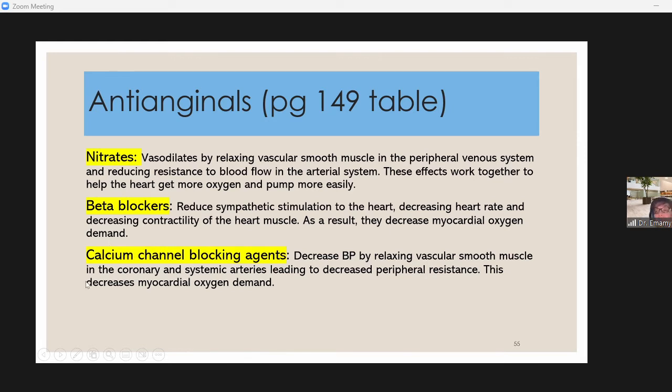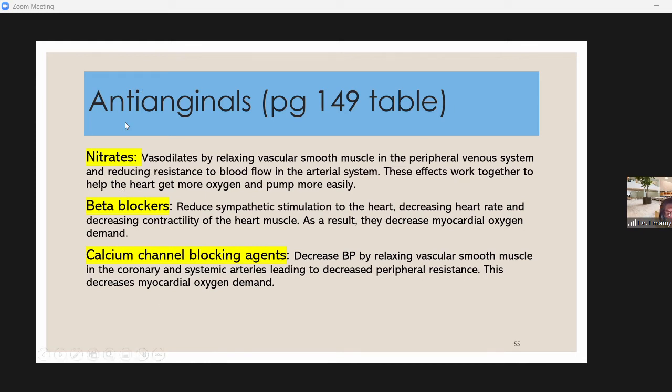Remember, drugs have different indications, like beta blockers and calcium channel blockers. Beta blockers and calcium channel blockers are treatment for hypertension. Both of them are treatment for dysrhythmia. And now you see they are treatment for angina, chest pain. So beta blockers and calcium channel blockers.